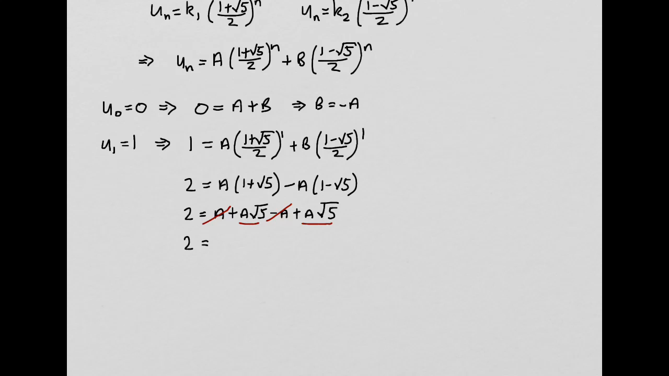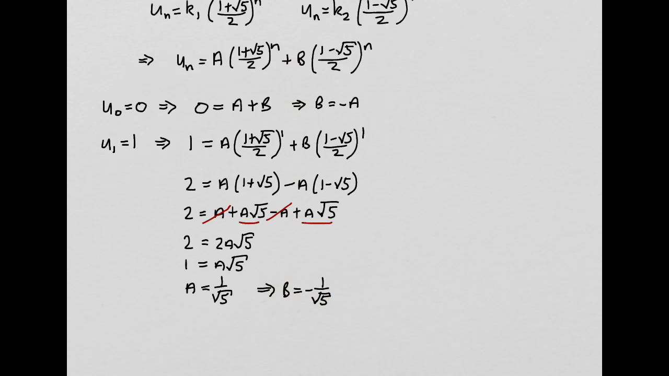So I'll have 2 is equal to 2 lots of a root 5. Divide both sides by 2, I get 1 is equal to a root 5. Divide both sides by root 5, and I get a is 1 over root 5. Now, because of what we noticed earlier, this must mean that b is minus 1 over root 5. So looking back at this very top statement here, I can now write it out again with a as my chosen value of 1 over root 5 and b as minus 1 over root 5.